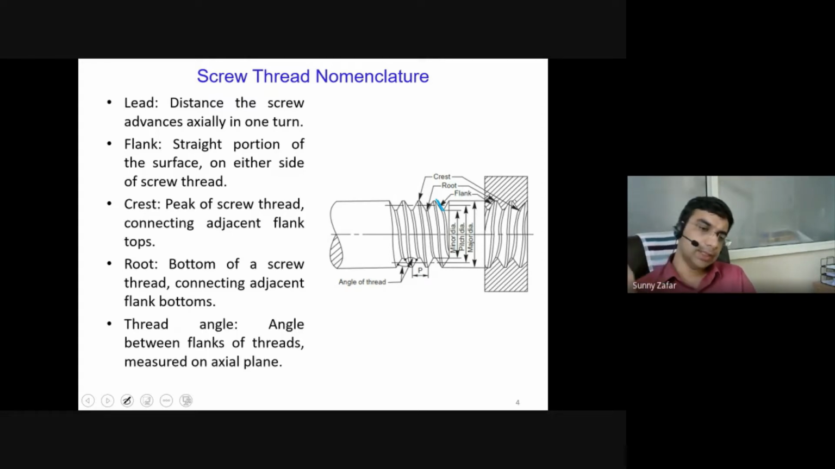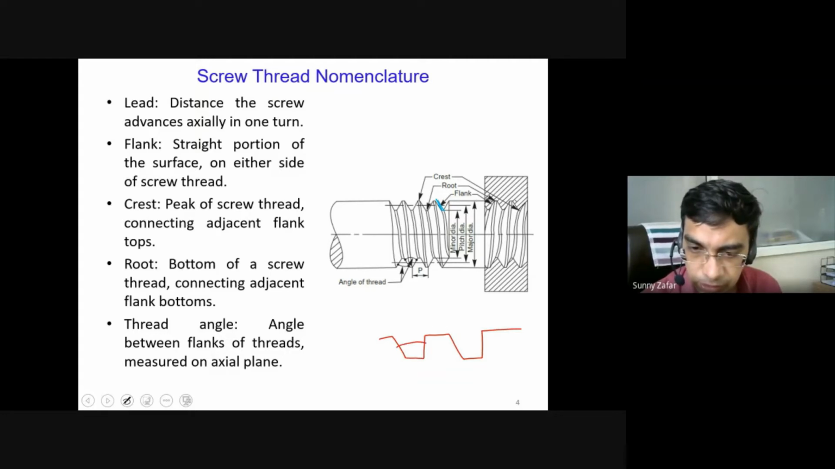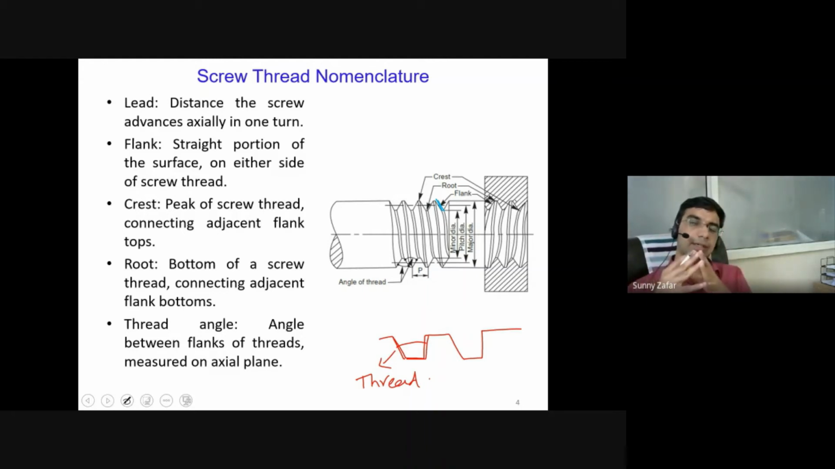And then another important parameter is the thread angle. I'll again draw the zoomed view here. If these are the threads here, the angle between these two flanking surfaces of the thread is known as the thread angle. Thread angle is important because the thread angle decides if the thread becomes a V thread or a square thread. And depending on that, the friction characteristics and the power transmission characteristics of the thread basically change.